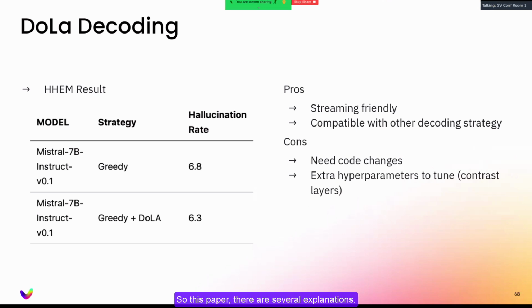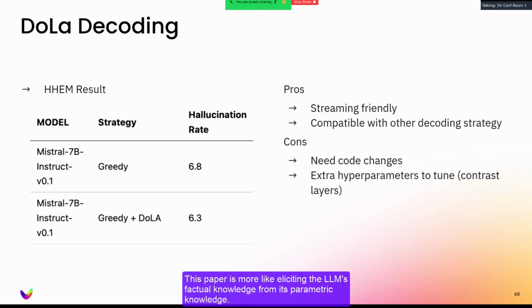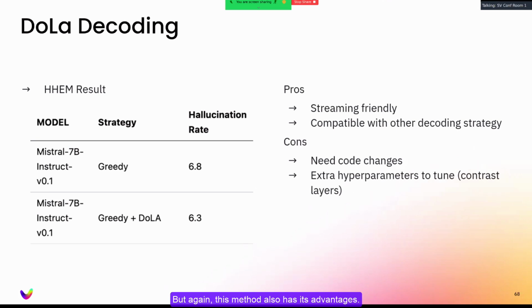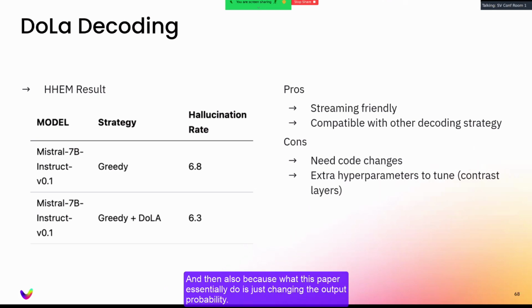There are several explanations for this. First, when this paper was proposed, it was not for the RAG scenario. This paper is more about eliciting the LLM's factual knowledge from its parametric knowledge. But again, this method also has its advantages. First, it's streaming friendly if you are stacking DoLa with greedy decoding. Also, because what this paper essentially does is just change the output probability, it does not interfere with other decoding strategies. You can also use beam search on top of DoLa.